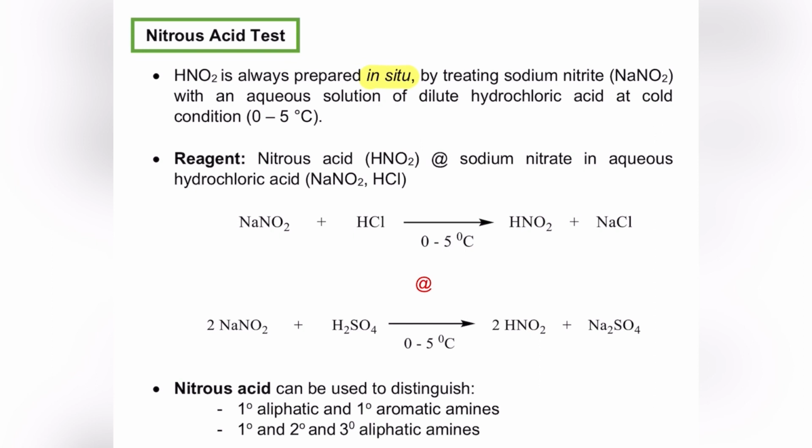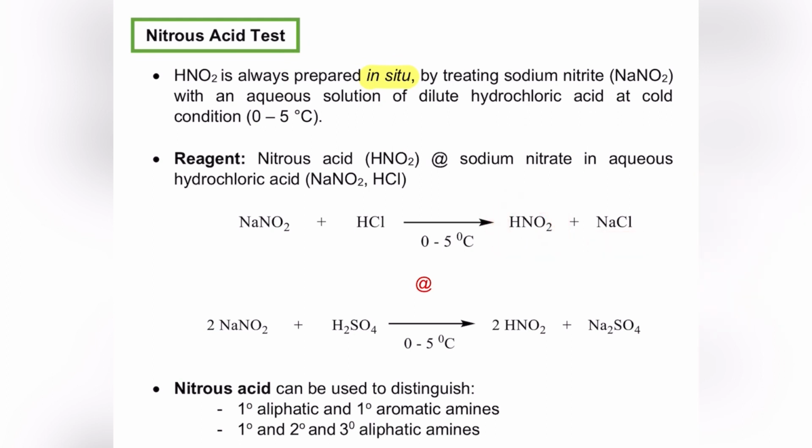So, spesies ini kita akan synthesize menggunakan various processes. So, itu maksud in situ. So, di sini in situ terjadi apabila kita treat NaNO2 dengan aqueous solution of dilute hydrochloric acid at cold condition. So, maknanya untuk dapatkan kita punya reaction, kita ada sodium nitrite and then HCl, dan kita ada temperature 0 to 5 degree Celsius, kita akan dapat nitrous acid dan juga NaCl.